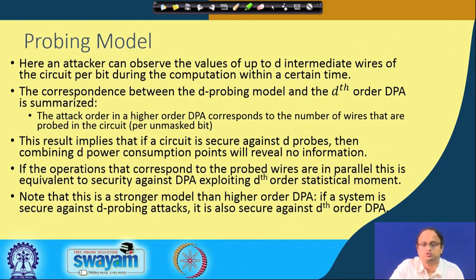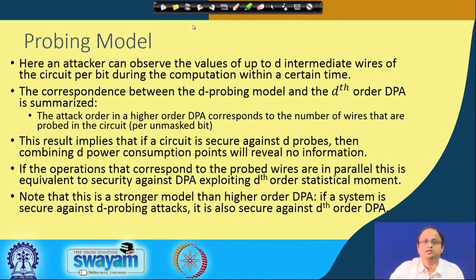So, this is a stronger form of adversary, where we allow the attacker to observe the values of up to d intermediate wires. Suppose you have a circuit, for example the masked circuit, and I am allowing the attacker to observe, say, 2 or maybe 3 intermediate wires, depending upon my notion or model of the adversary.